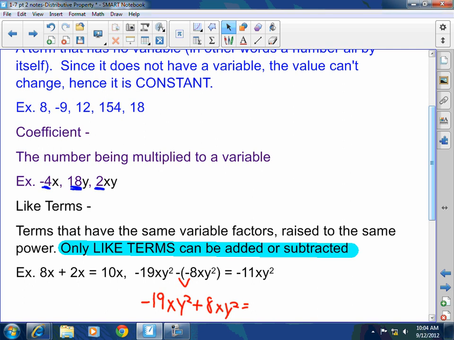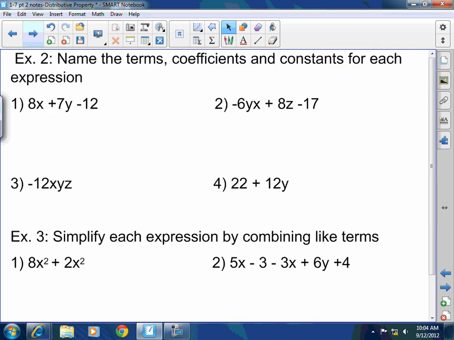Okay. Now, I know that some of you are writing, but I don't have much time, and luckily this is on video. Name the terms, coefficients, and constants for each expression.